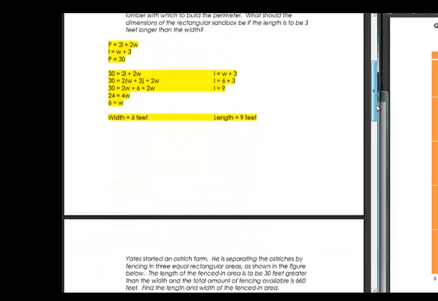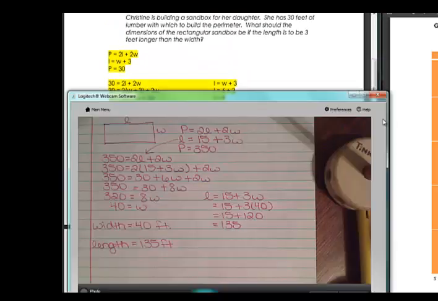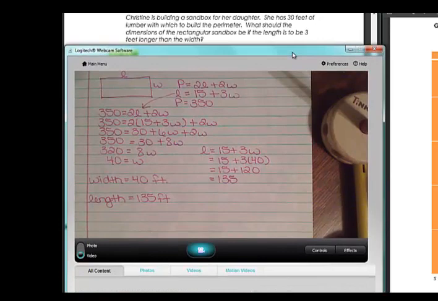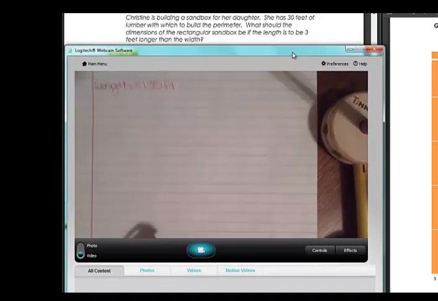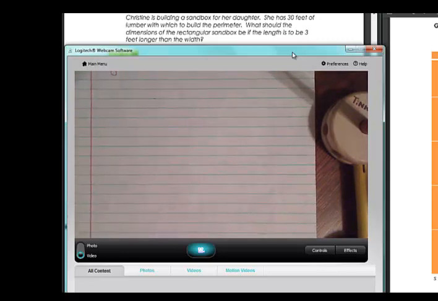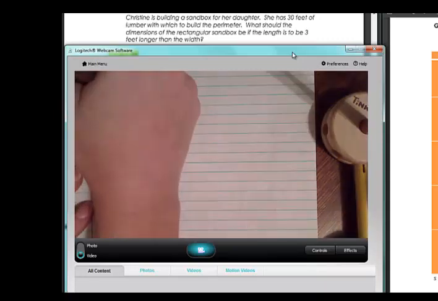Okay, let's move on to number 2. I'm going to scroll up and then I'm going to block the answer. Scroll up on my paper down here as well. Okay, it says Christine is building a sandbox for her daughter. She has 30 feet of lumber with which to build the perimeter. What should the dimensions of a rectangular sandbox be if the length is to be 3 feet longer than the width? Okay, again, it said we were doing a perimeter problem and it said we're doing a rectangle. So we're going to have another rectangle.